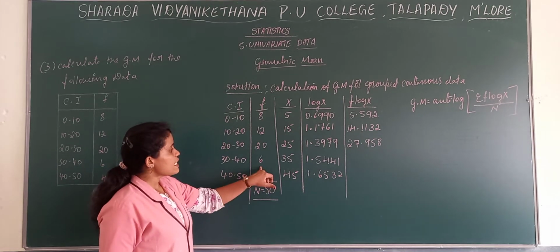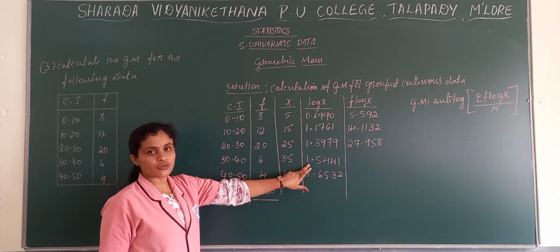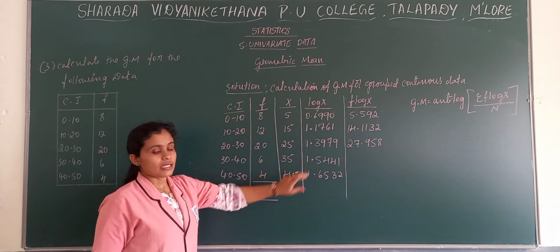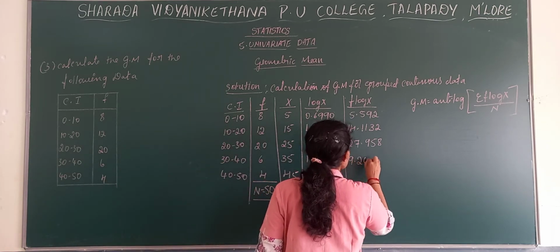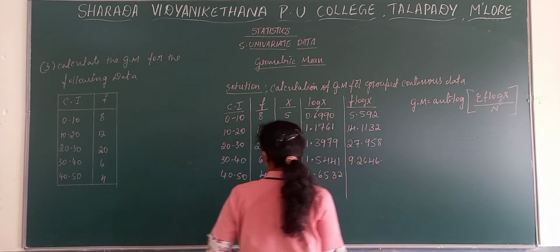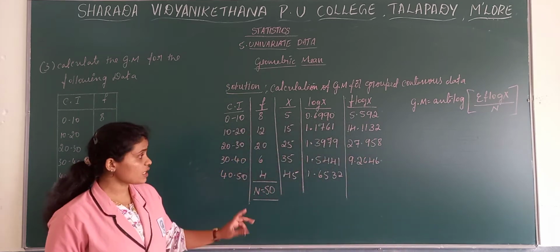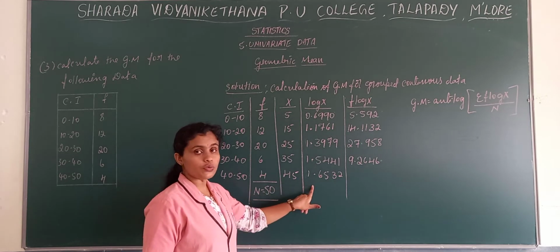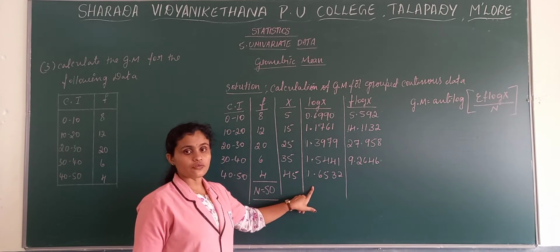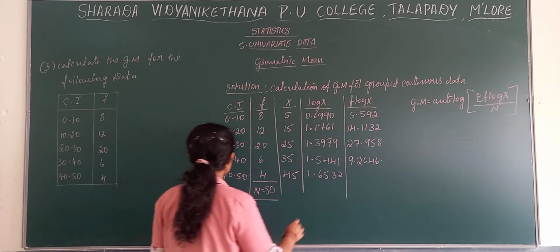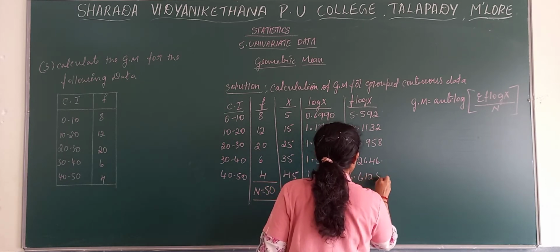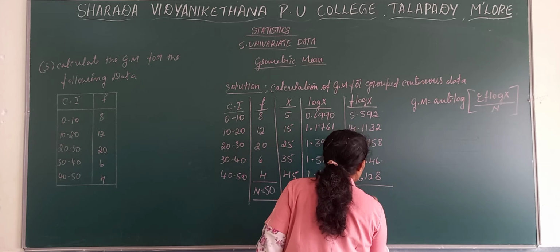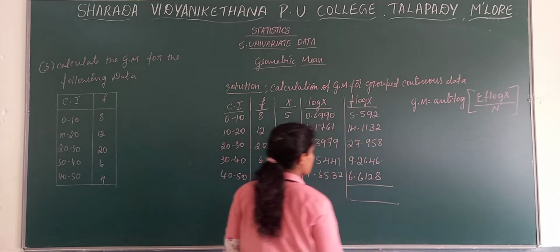There you get 29.958. Next one, 6 into 1.5441. There you get 9.2646. And the last one, 4 into 1.6532. There you get 6.6128. Now total this column.